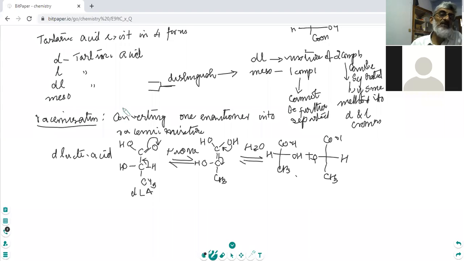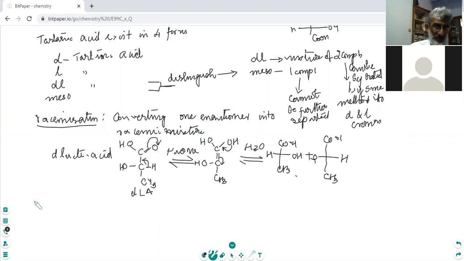Don't say that it is a method of mixing equal amount of D and L. That is not called racemization. Please don't write that answer. Many students write that, so don't do that. That is not racemization. Okay, let us look at the next one.